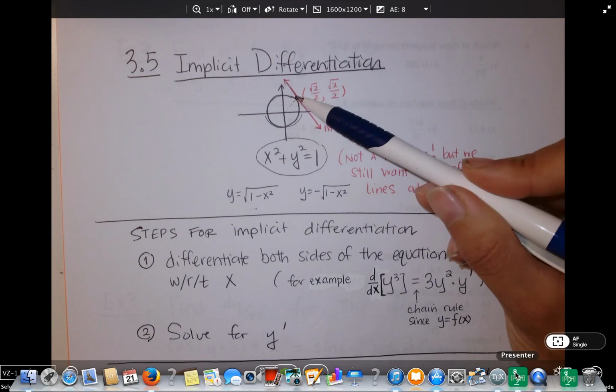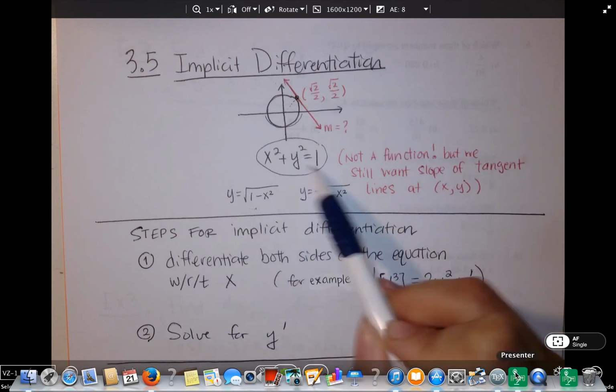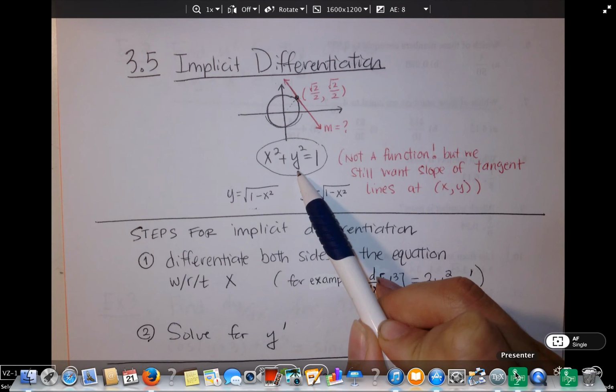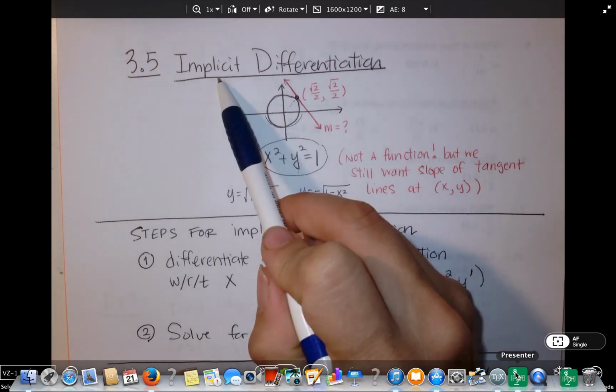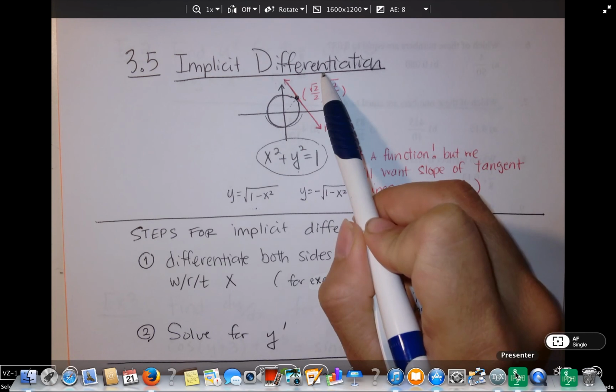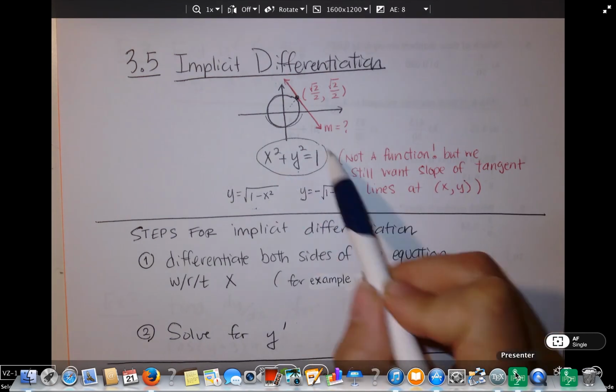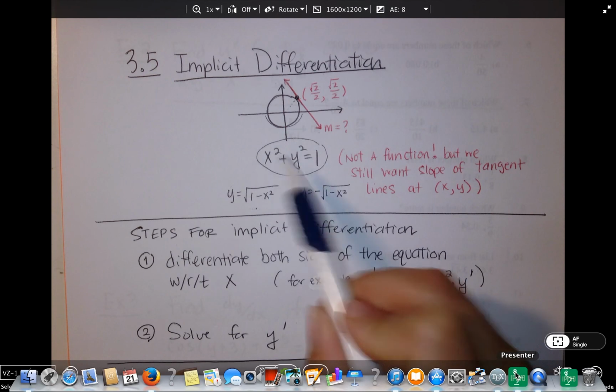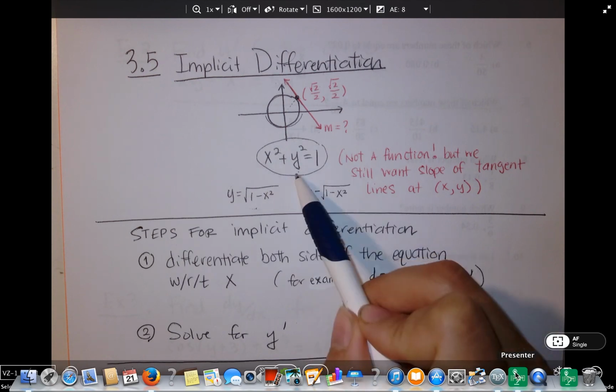However, you can't always solve for y. That's not always possible. So we're going to look at the second technique called implicit differentiation, which will allow us to find the derivative of y with respect to x of a curve that's not necessarily a function.